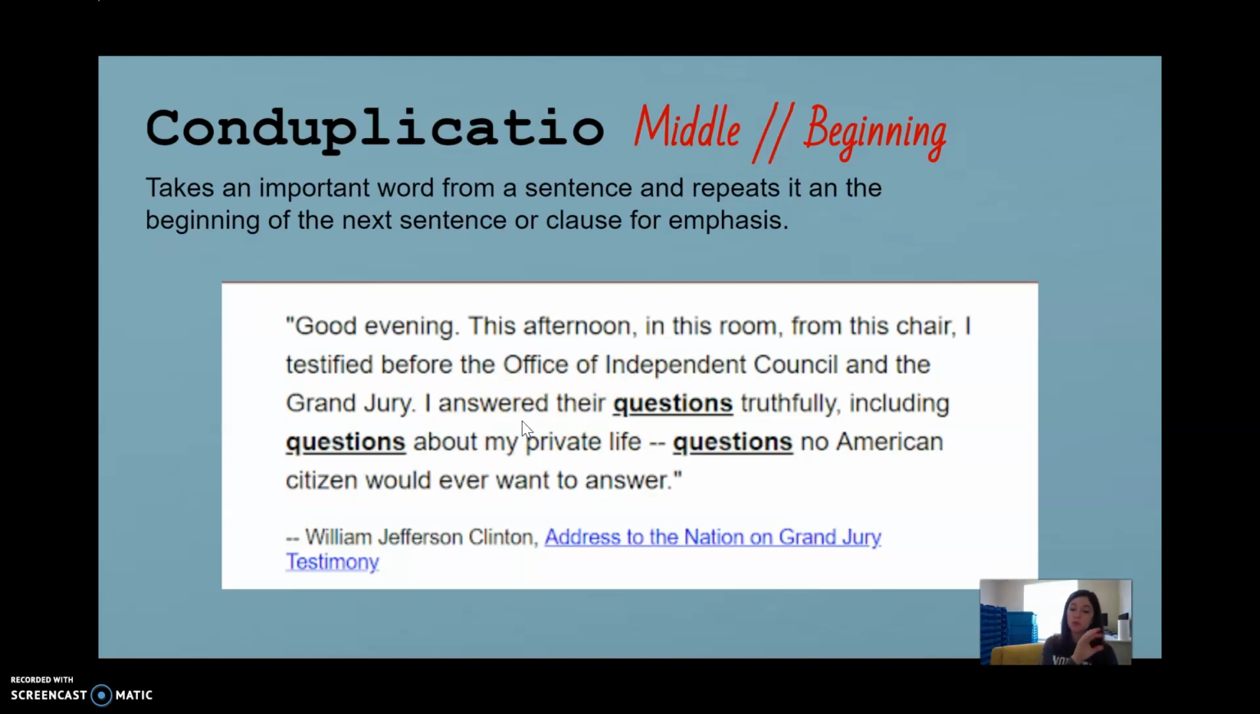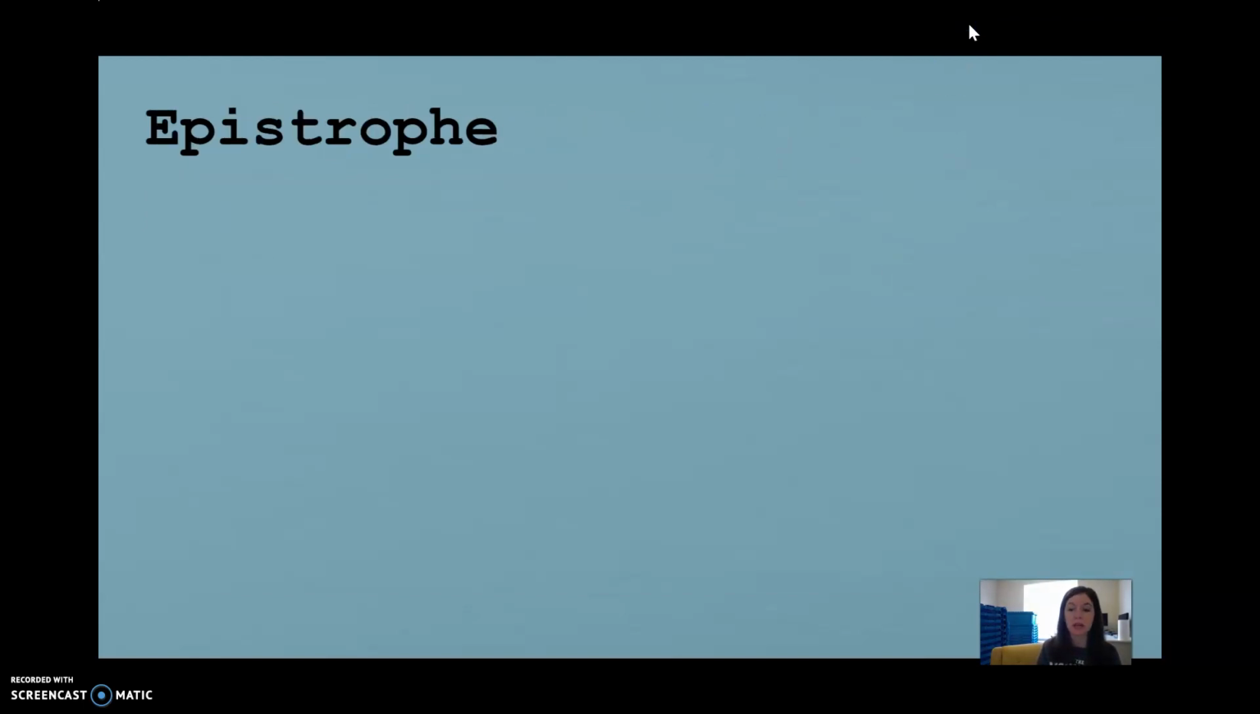A lot of times if you put a word in the middle of a sentence, it gets lost. Think about hyperbaton. Words at the beginning of the sentence are more emphasized. So by having the repetition of questions kind of hidden in the sentence, they're not as emphasized. But then when he puts the word questions at the beginning of his final clause, it emphasizes it, and it helps the audience recall, oh, he's already said that a lot. And so they subconsciously are like, oh yeah, he has had to answer a lot of questions. So that's the use of conduplicatio.